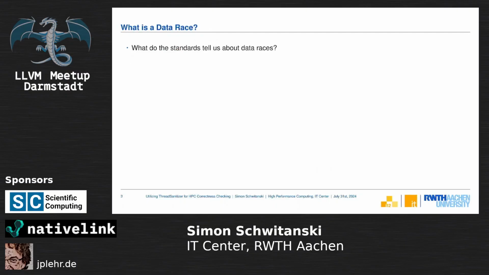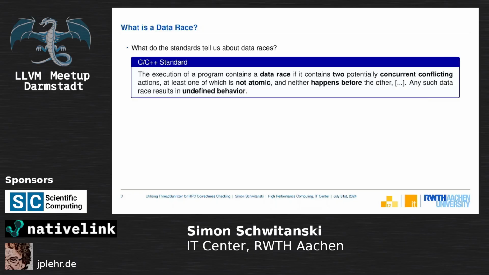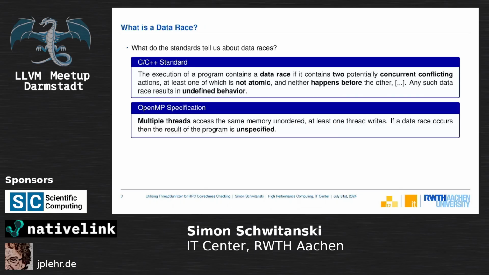The question is, what do the standards tell us about data races? And they say, yeah, C++ standard: the execution of a program contains a data race if it contains two potentially concurrent conflicting actions, at least one of which is not atomic, and neither happens before the other. Any such race results in undefined behavior. Okay, so the deciding point in the end is undefined behavior, because as you have undefined behavior, everything can happen in the end, ranging from strange compiler reorderings that do funny things and so on.